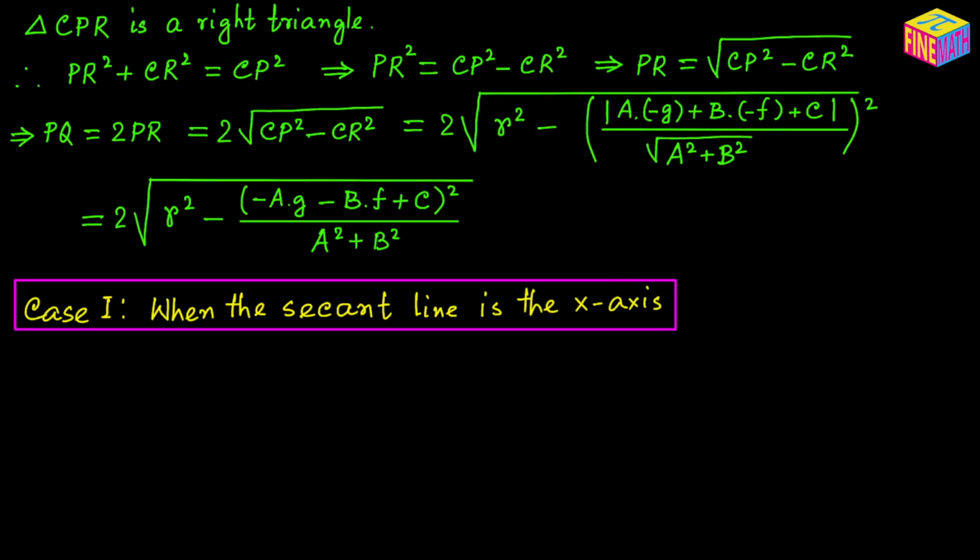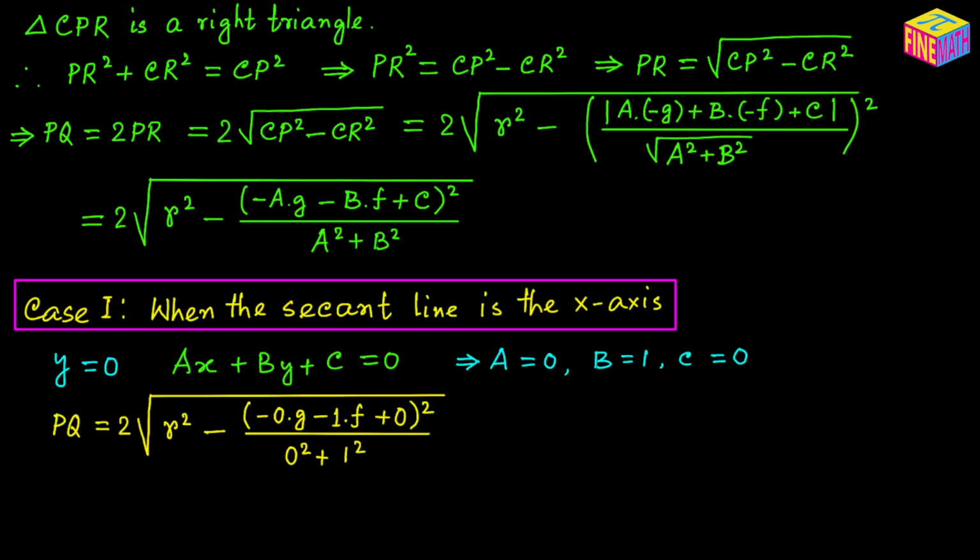We know the equation of x-axis is actually y equals 0. And if we compare that with the general equation of the secant line, which is ax plus by plus c equals 0, we can clearly see that a will be equal to 0, because there is no x term in the equation of the x-axis. So we can say a will be equal to 0 and b will be equal to 1, because the coefficient of y in the equation of the x-axis is actually 1. So we are denoting b as 1, and also there is no constant term, so c is 0. So now if we simplify the length of PQ here using these values, let's see what we get.